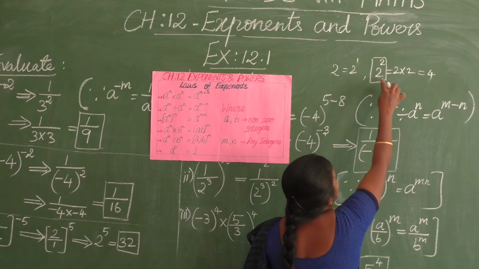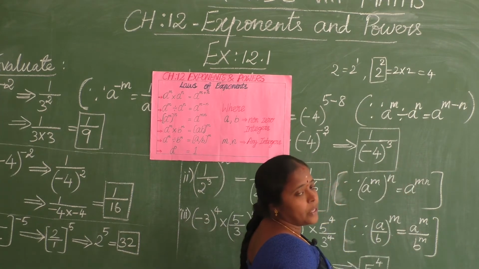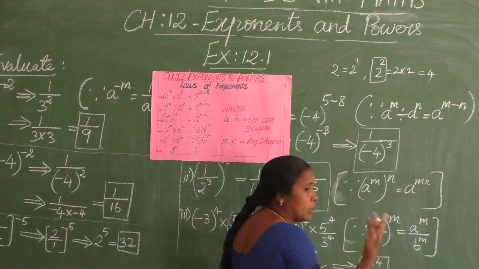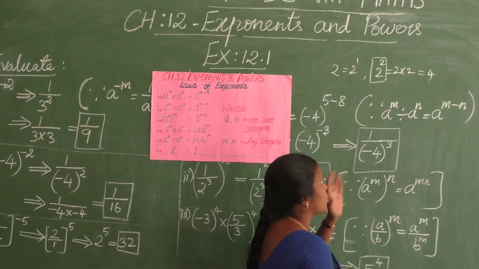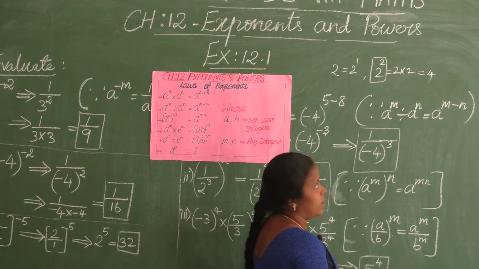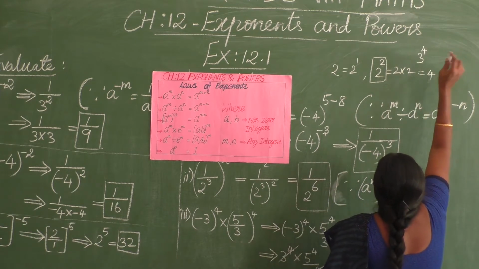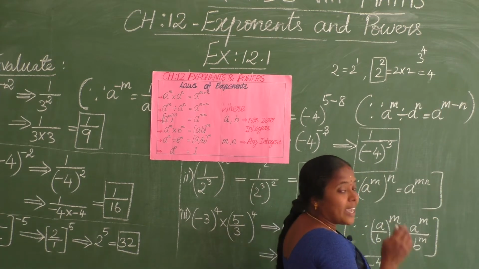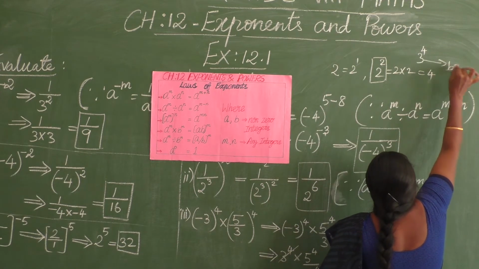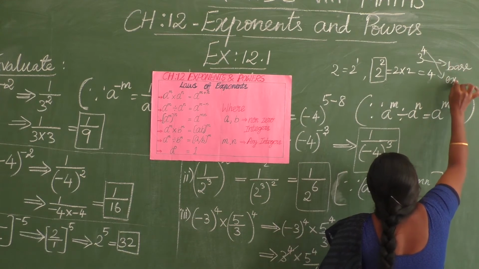Here, 2 is the base. This 2 is the power or exponent. 2 square, 2 raised to the power 2. Simply for raised to the power 2, we can say 2 square. Suppose 3 power 4. Actually, this is in exponential form. Here, 3 is called the base, 4 is called the exponent.